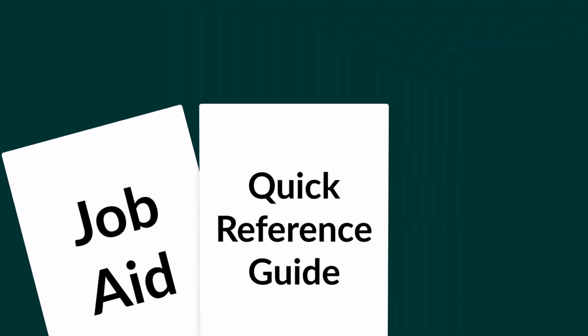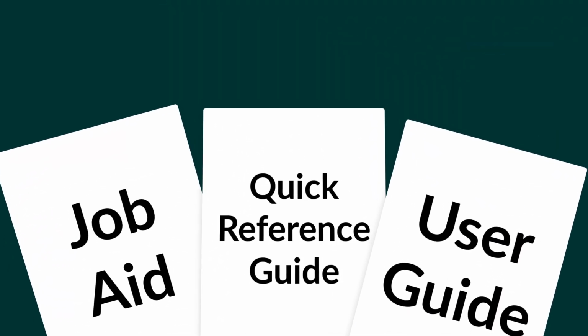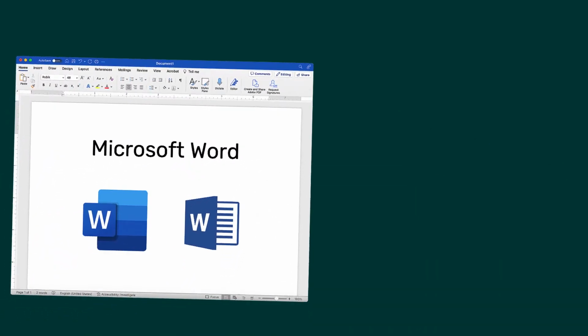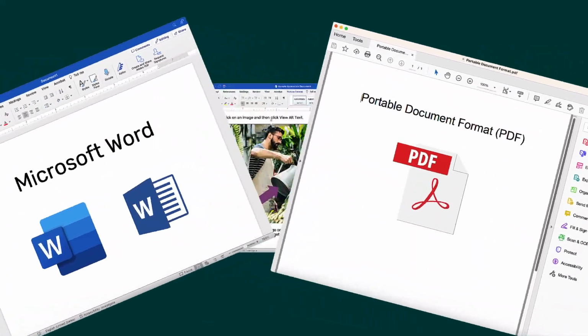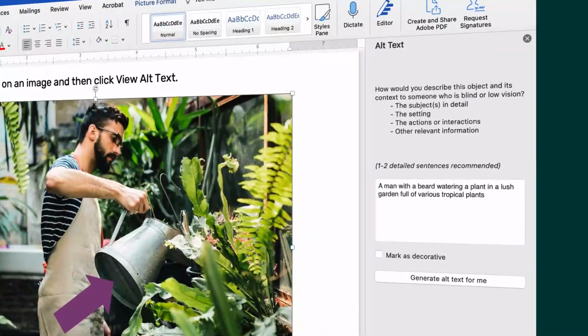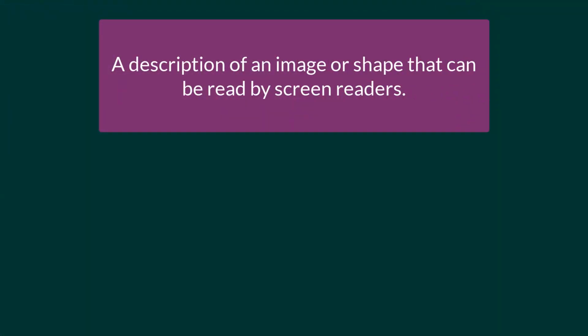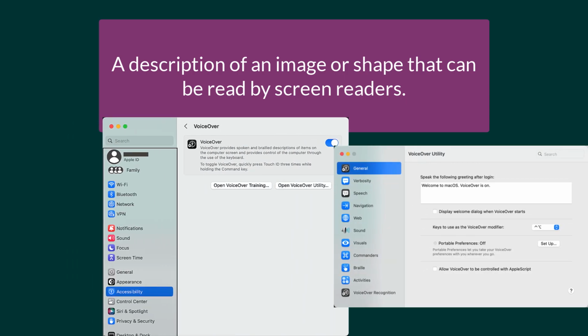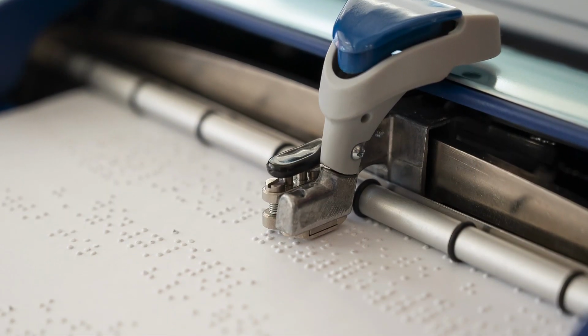Accessibility is always important when developing training content, whether a job aid, quick reference guide, or even a user guide. This video will help you make images in Microsoft Word and PDF documents more accessible by showing you how to put alt text into images. Alt text is a description of what's in an image or shape that can be read by screen readers. That means the text in images will get read aloud or even turned into Braille with hardware.